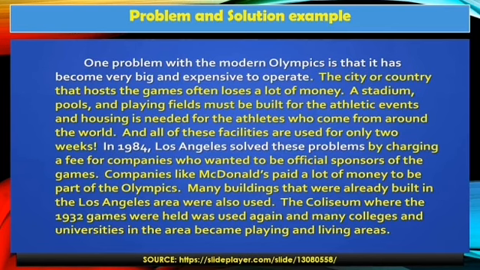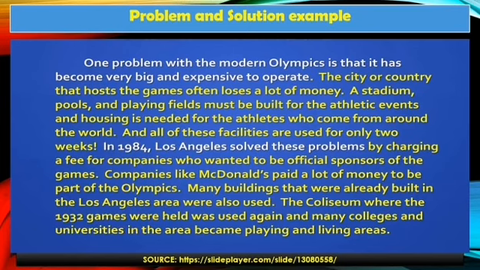And for the paragraph, as an example for problem and solution, let me read this to you. One problem with the modern Olympics is that it has become very big and expensive to operate. The city or country that hosts the games often loses a lot of money. A stadium, pools, and playing fields must be built for the athletic events, and housing is needed for the athletes who come from around the world. And all of these facilities are used for only 2 weeks.